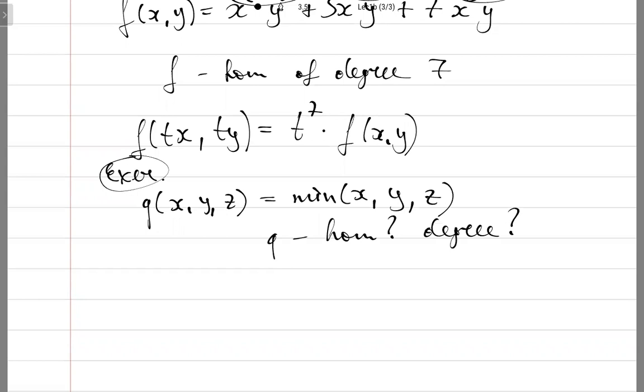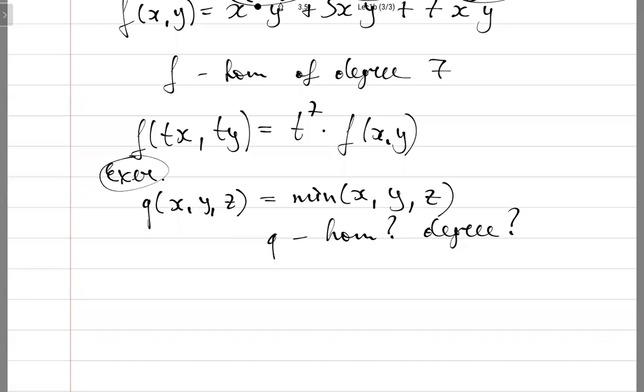It's homogeneous of degree 1. If you have three numbers and you multiply these numbers by a factor of t, then the minimum will be multiplied by exactly the factor t. So it's homogeneous of degree 1.